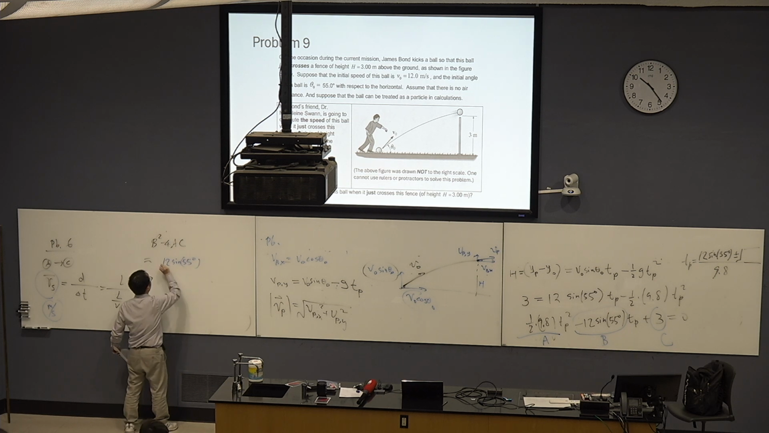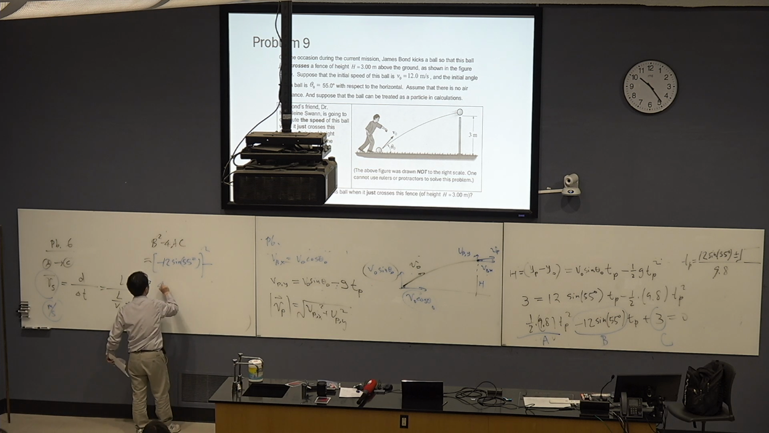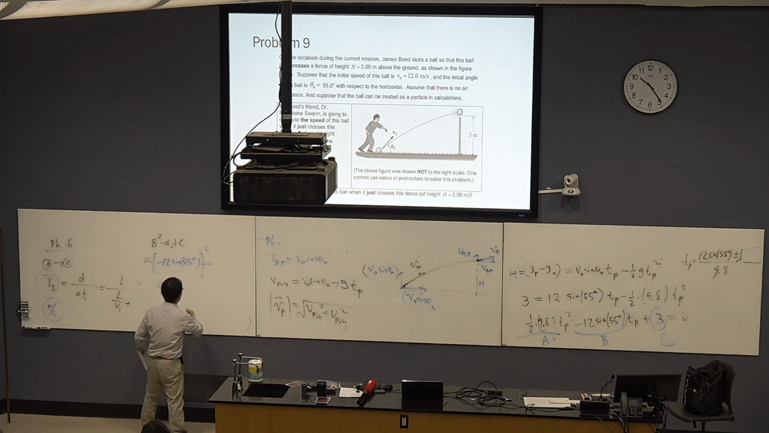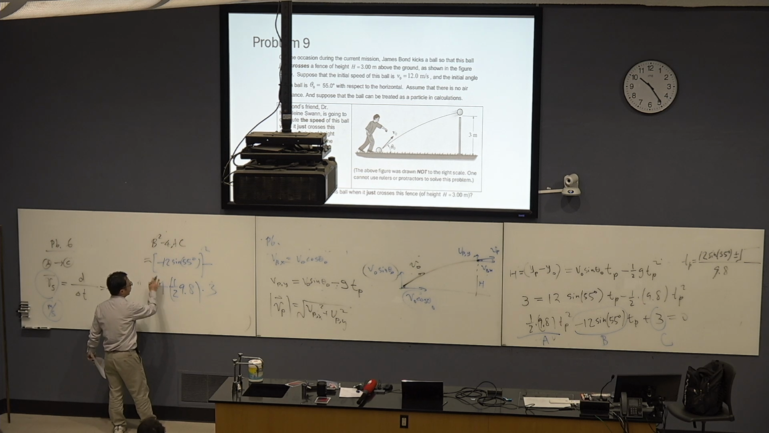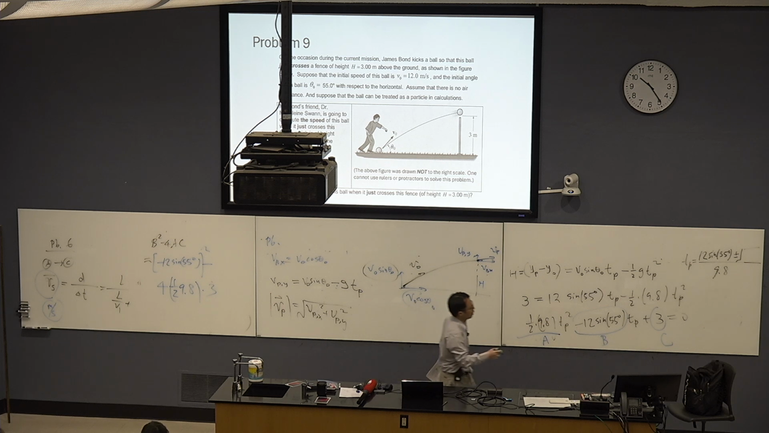It's a negative term, but you square it. Then minus 4 times a, which is 1/2 of 9.8, and then times c, which is 3. So you get a factor of 2 here. But anyway, you substitute this part into there, you get the time. And of course, here you have plus or minus, so keep the positive answer.